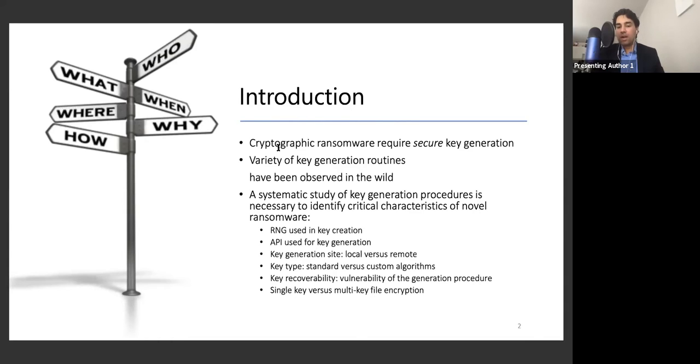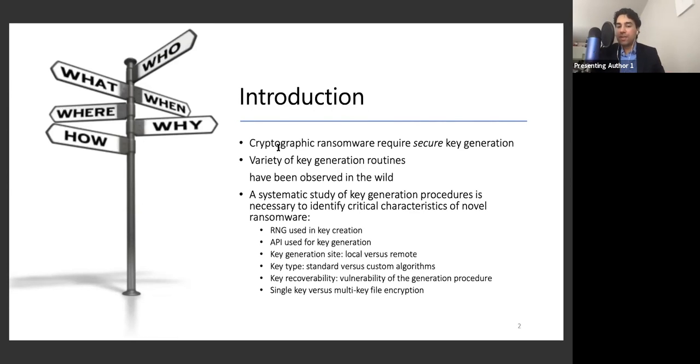So for example, what kind of random number generator was used in the creation of the key? Ultimately, key material will be derived, the randomness will be derived from a pseudo-random number generator somewhere on the system. And so what kind of randomness was used? Basically because it affects the security of the key derived. What kind of API was used for key generation? Where did the ransomware acquire the keys from? A lot of the times it will abuse the victim's crypto API and obtain the key from there.